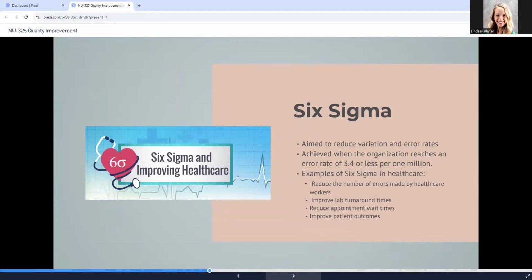And some examples of Six Sigma when applied into the healthcare setting specifically are reducing the number of errors made by healthcare workers, improving lab turnaround times, reducing appointment wait times, and improving patient outcomes. And you need to keep in mind, while those sound like simple objectives to meet, there are a lot of changes that could potentially have to be made within a hospital setting in order to improve a lab turnaround time or reduce appointment wait times. So there's a lot of data that must be examined when Six Sigma is utilized to hopefully reduce error rates and improve quality care.